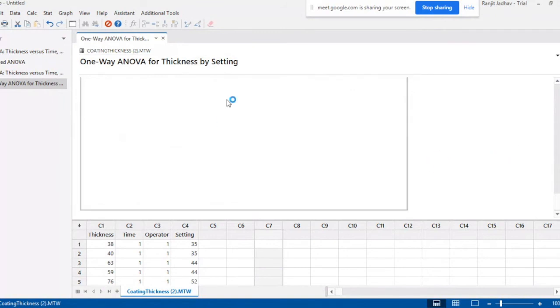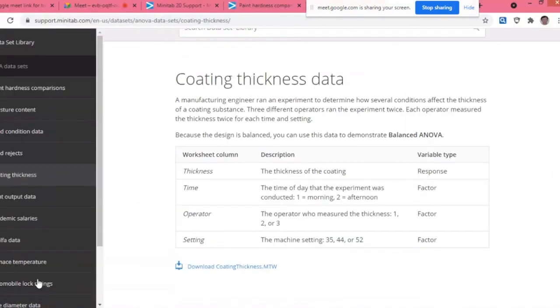So any questions on what we have discussed? I'll just summarize what we have discussed. We have discussed one-way ANOVA. We have discussed the general linear model. We have discussed the balanced ANOVA. And we have also discussed the multivariate chart.